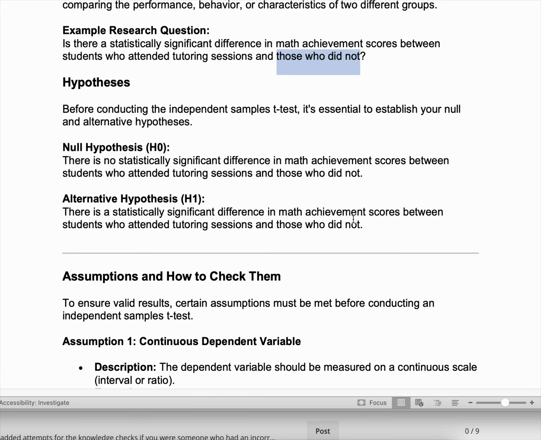Then I'm going to take that question and write my null and my alternate hypothesis. The null would be there is no statistically significant difference in math achievement scores between students who attended tutoring sessions and those who did not. And then the alternate would be that there is a statistically significant difference in math achievement between students who attended tutoring sessions and those who did not. So that's kind of setting the stage for when we use independent samples.